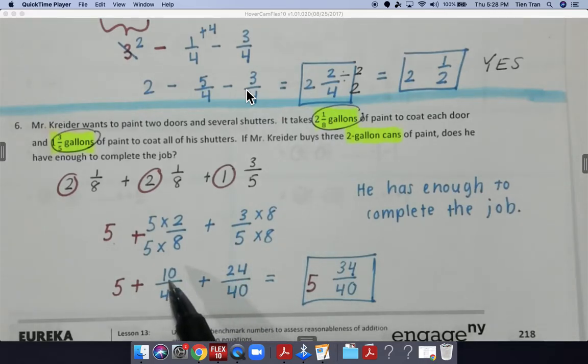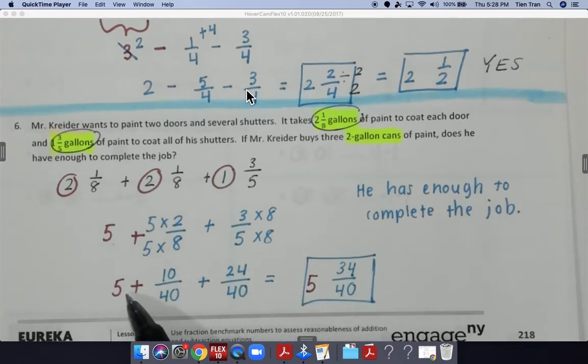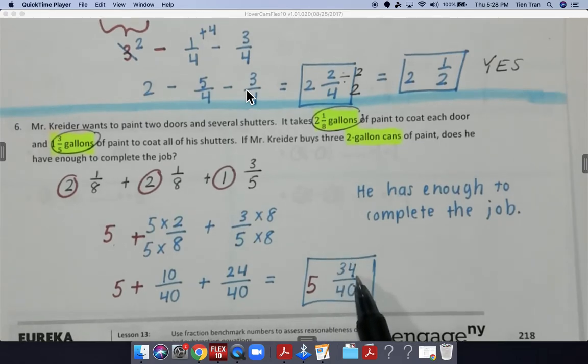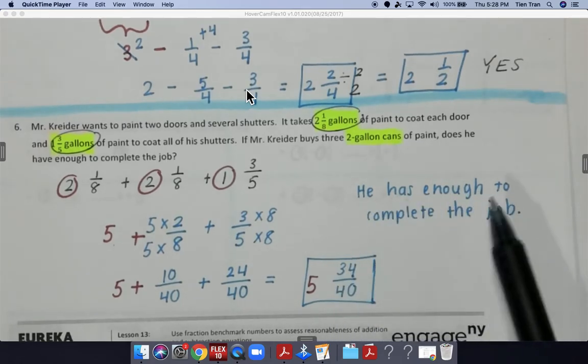So now I'm going to add 10 plus 24, which is 34. My denominator is 40, and my whole number is 5. So my final answer is 5 3/4. Now, he does have enough to complete the job.